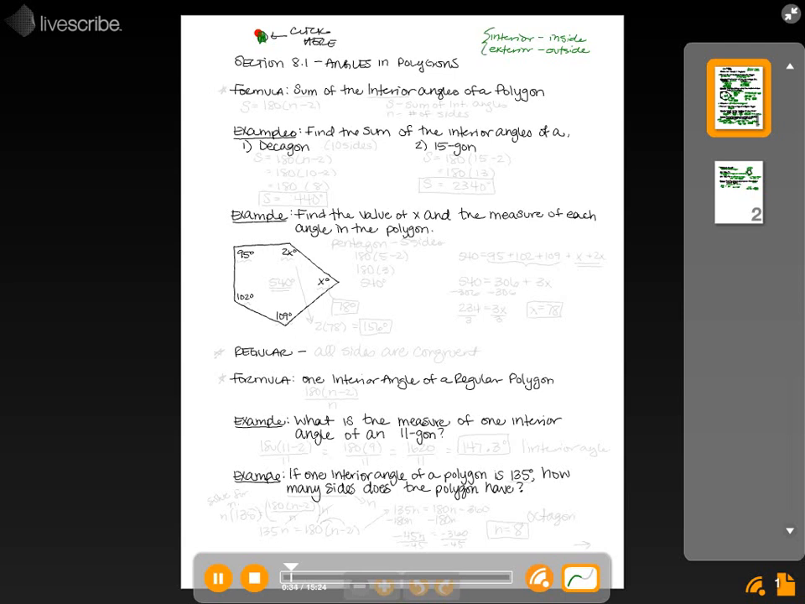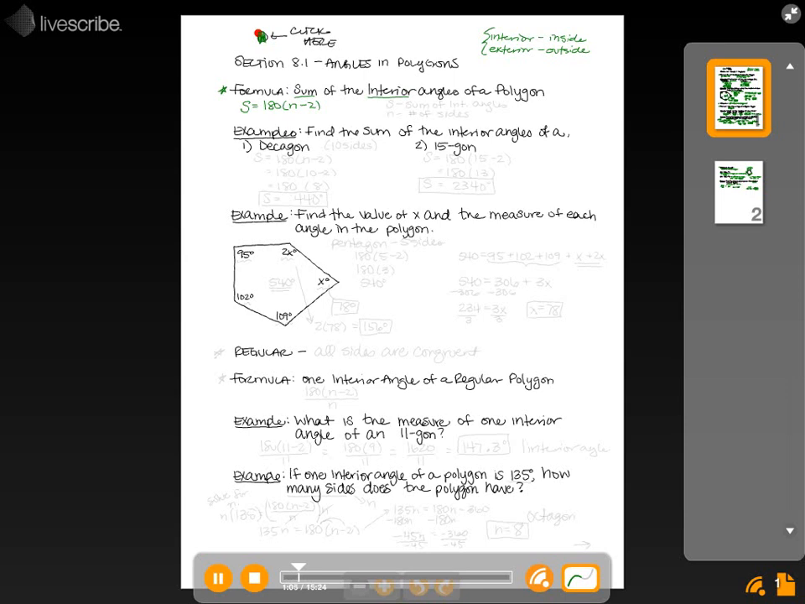Alright, first thing we need to know is a formula. And this formula is for the sum, which means all the angles added up, of the interior angles, which would be all the angles inside of a polygon. So if we added all the inside angles of a polygon up, this is the formula we'd use to figure out what that is. And the formula is S equals 180 times (n minus 2), and n minus 2 is in parentheses.